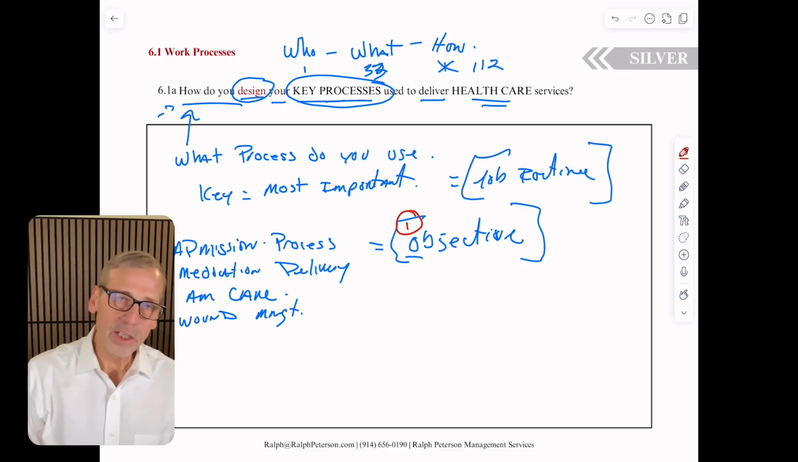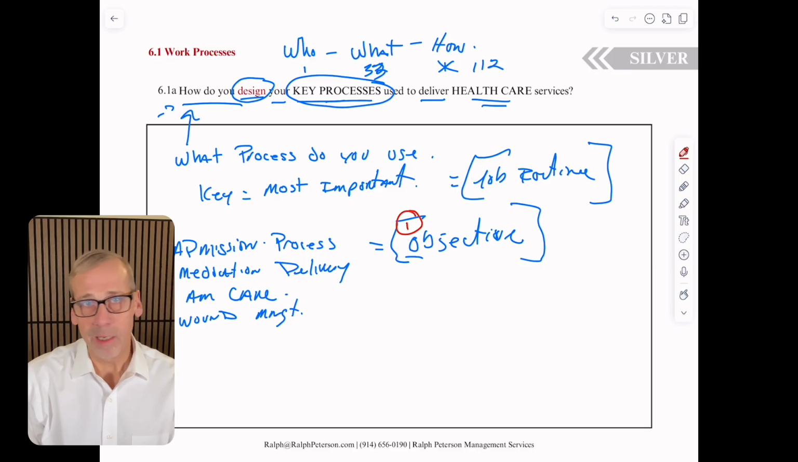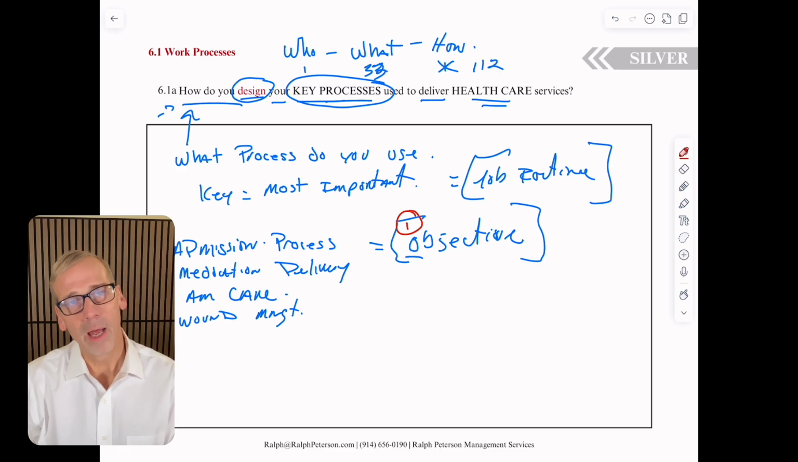The first thing that you have to do when you're trying to design a key work process is identify, well, what's the point of the process? What are they asking us to do? What do they need us to do here? We need you to give showers. Okay, what's the objective? To give showers. I might have another question.